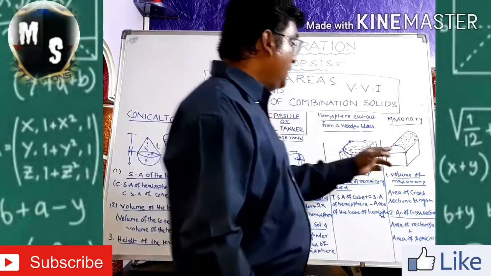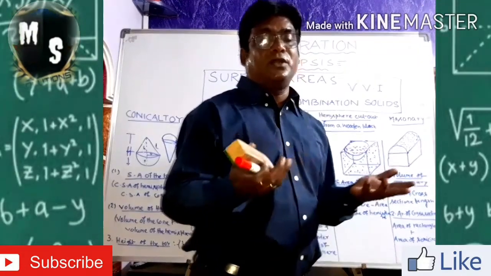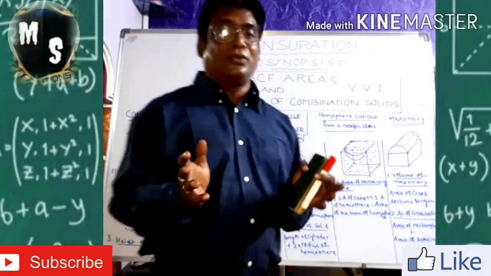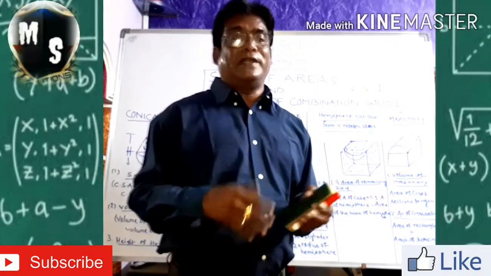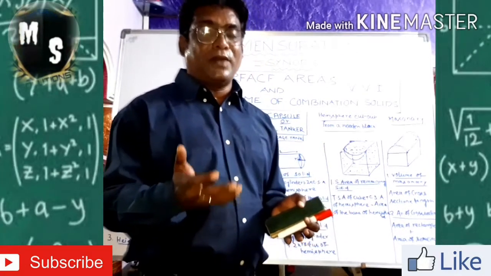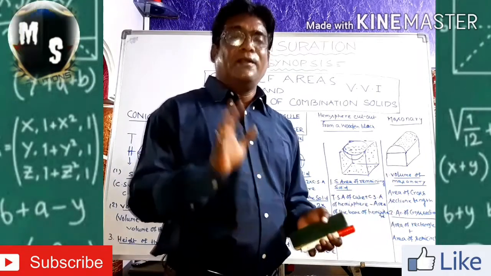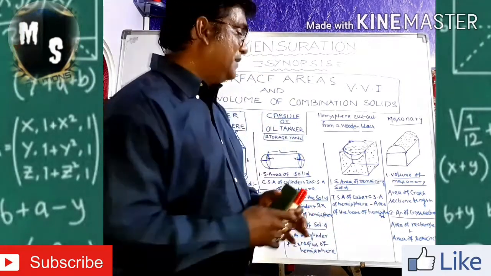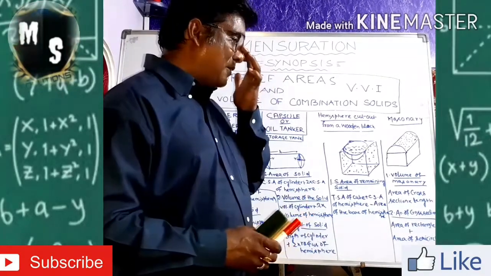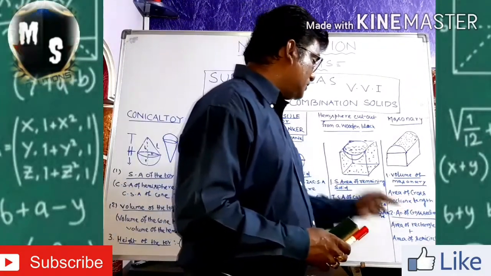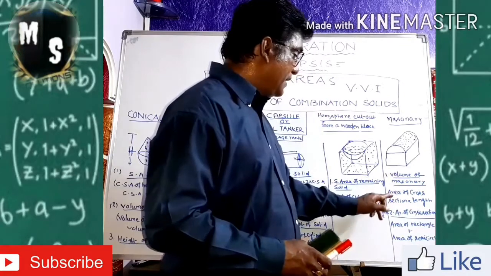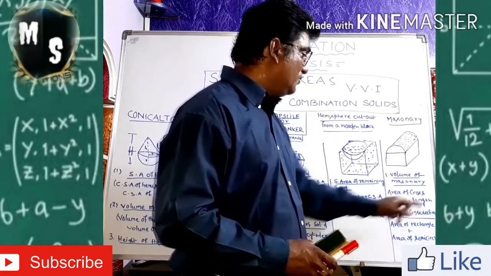So what do we need? Only volume, because nobody likes to see the surroundings of a masonry. They want to see the inside capacity of a masonry to carry a dead body. For that reason, only the volume is asked. So what is that? Area of cross section into length. What is the volume? Area of cross section into length.